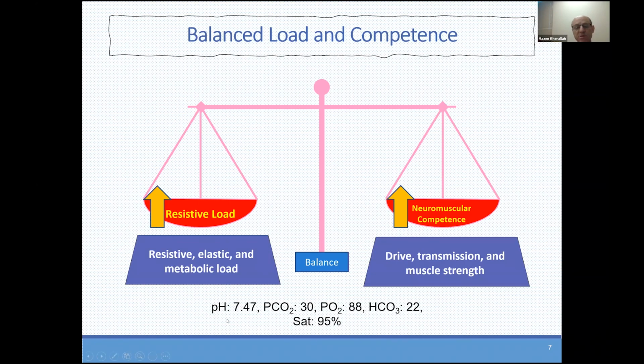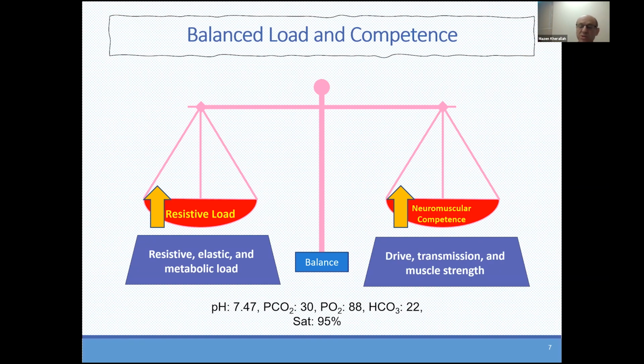In this asthmatic patient, you can see the pH is 7.47, the PCO2 is 30. This is what you want to see in asthmatic patients, indicating that the patient is able to breathe effectively. The work of breathing is increased for that patient to overcome and meet the demands of the body with the increased resistive load, and the patient stays in balance.